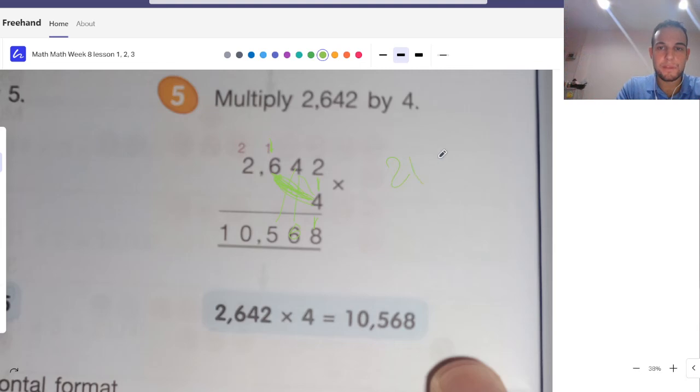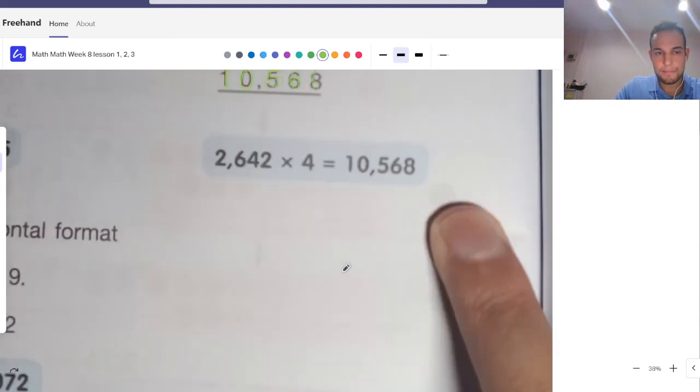4 times 6 equals 24, plus 1 is 25. So carry the 2. 4 times 2 is 8. 8 plus 2 is 10. So we have 10,568. All right.